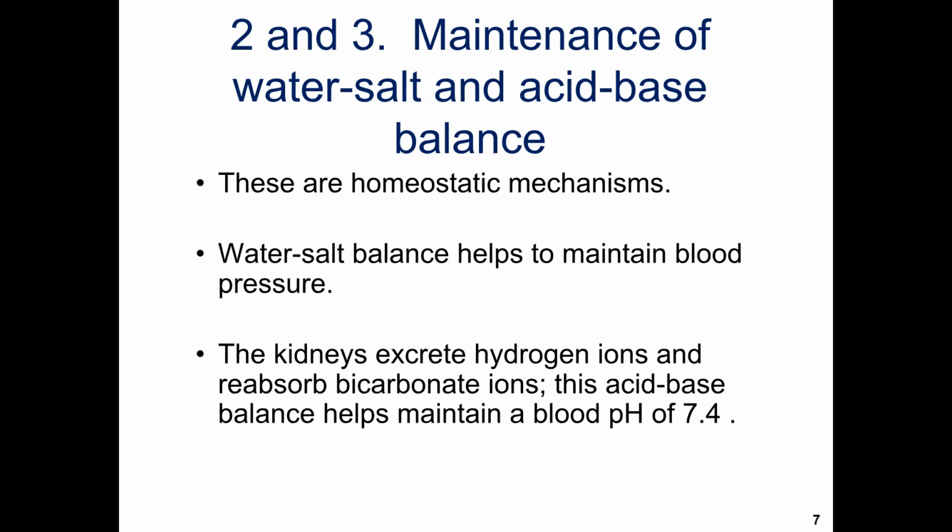Your urinary system also helps with the maintenance of the water, salt, and acid-base balance. These are homeostatic mechanisms, meaning your body is wanting to keep the same relative amount of water and salt, and it's wanting to keep a relatively stable pH throughout your existence, so that you can maintain stuff like blood pressure, and so that you can maintain a constant amount of blood as well. The kidneys are also putting out hydrogen ions and reabsorbing bicarbonate ions, and helping you keep your blood pH around 7, roughly neutral, maybe slightly basic, but roughly neutral.